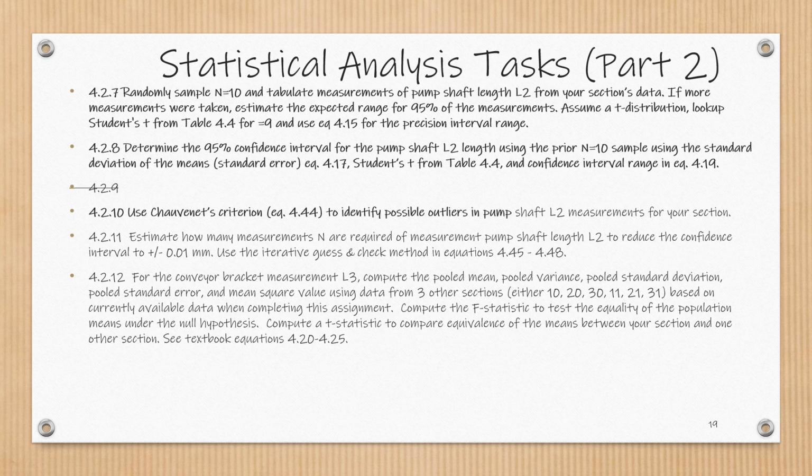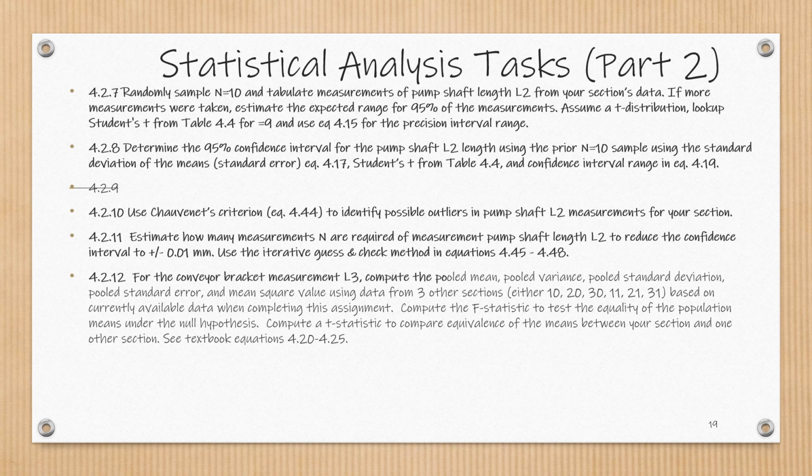Then we'll use Chauvenet's criterion to identify possible outliers in pump shaft L2 measurements for one section. We'll then ask ourselves how to estimate the number of measurements required to reduce pump shaft L2 confidence interval down to a small value, 0.01 millimeters plus or minus. We'll use an iterative guess and check method for that.